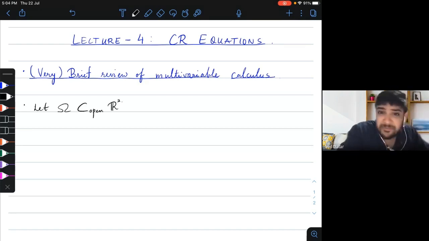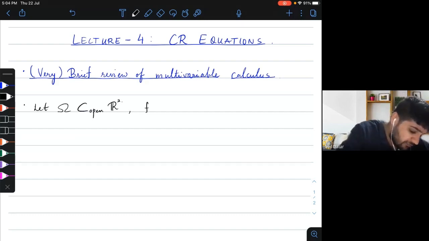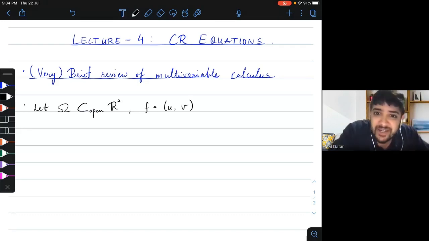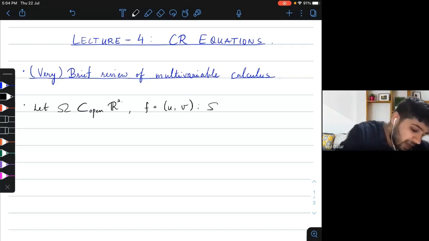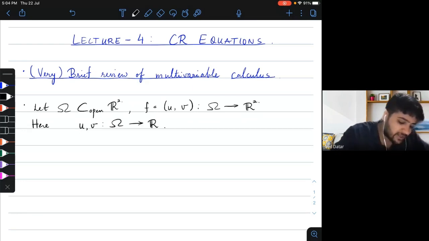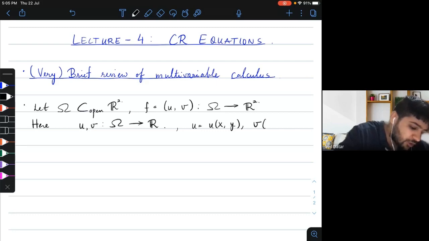And let F, whose first component I'll denote by U and second component by V, be a map from omega to R2. So then U and V are both real valued functions on omega, and U is a function of two variables, and similarly V is a function of two variables.